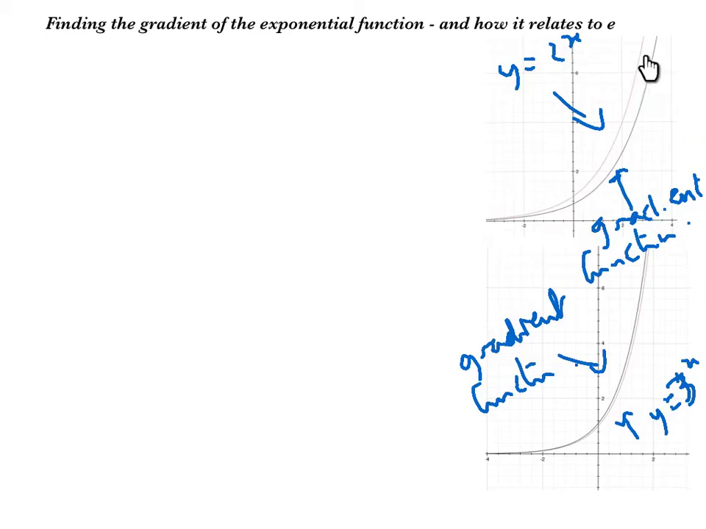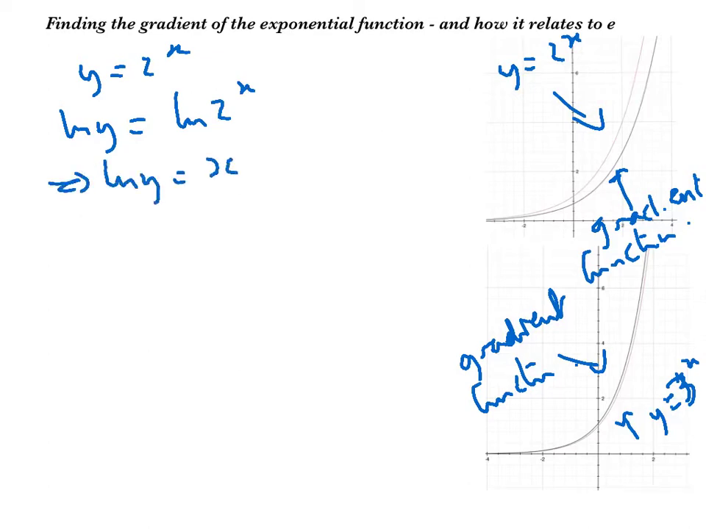Let's prove how I even got to this point, saying that the gradient function is essentially a multiple of the original. So I start with y equals 2 to the x. I'm going to log both sides, which will give me, from our rules of logs, ln y equals x ln 2. By the way, this ln is the same as log base e, and it's denoted on your calculator and for us as ln. We're going to be using this a lot in C3 and C4.